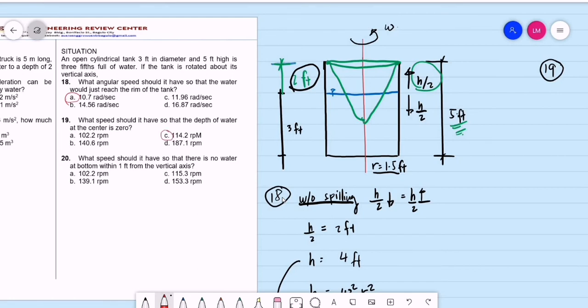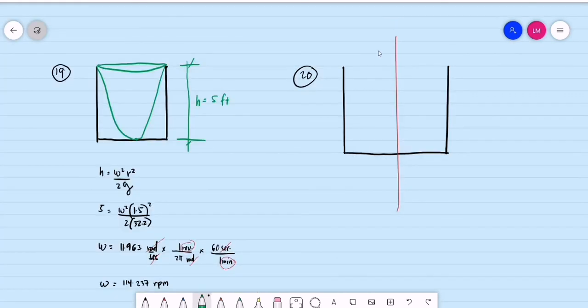And last question, number 20. What speed should it have so that there is no water at the bottom 1 foot from the vertical axis? So for problem number 20, for example, this is the vertical axis, the red line. The required is that there will be no water at a distance of 1 foot from the vertical axis at the bottom of the tank. So the appearance of the remaining water inside the tank will be like this.